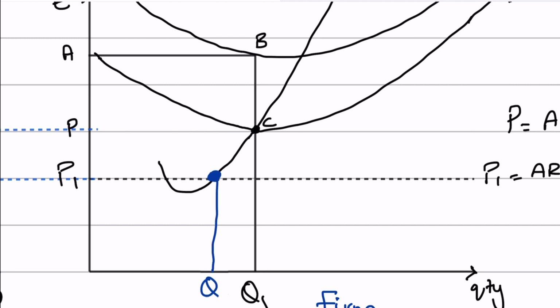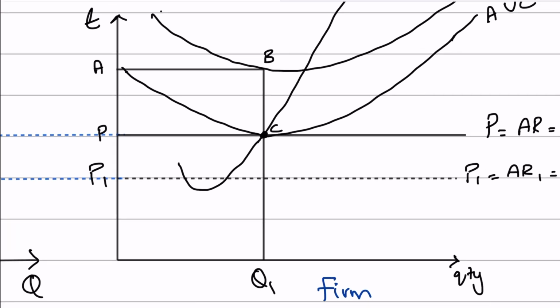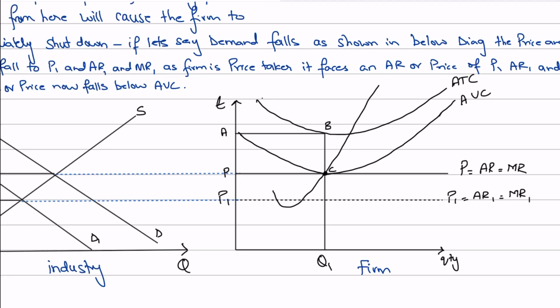Why would the firm produce an output where the total variable cost exceeds the total revenue? This would be when the average revenue is less than the average variable cost. So why would it do that? It should not do that. And so in such a situation, if the price goes down, the firm should immediately shut down.